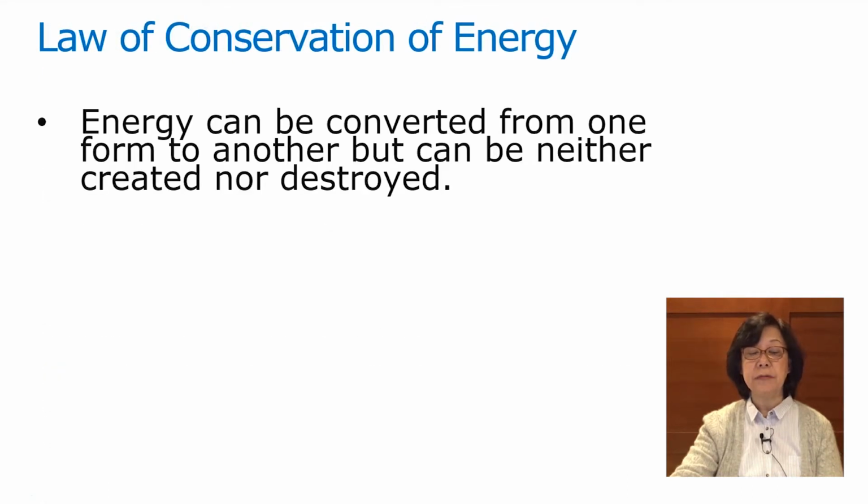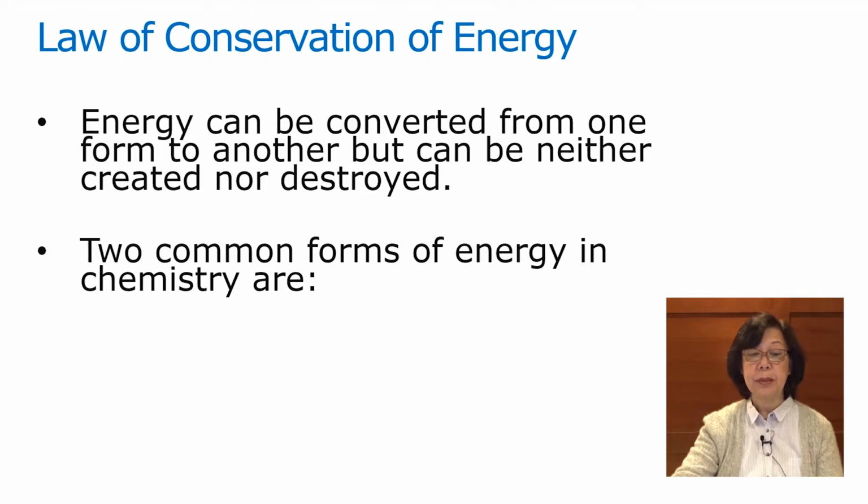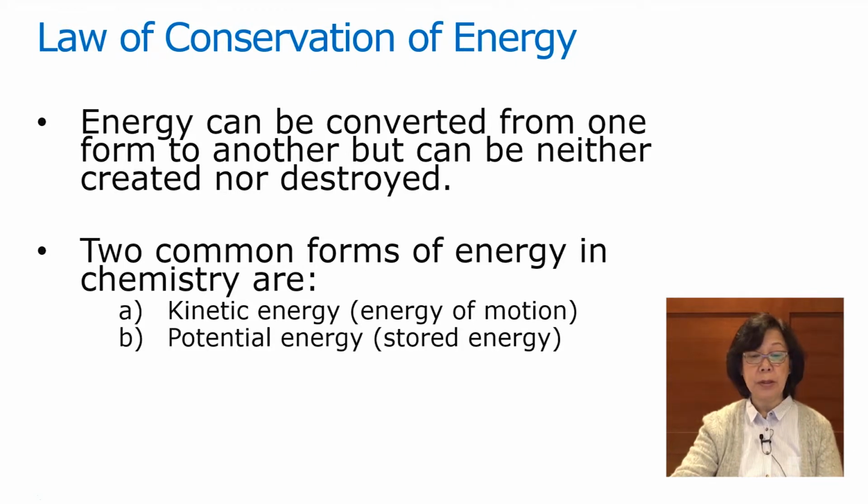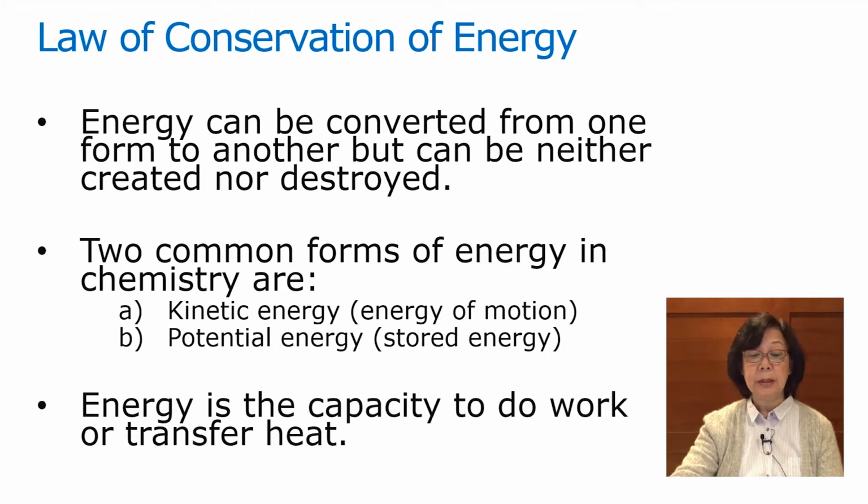The law of conservation of energy states that energy can be converted from one form to another, but can be neither created nor destroyed. There are two common forms of energy in chemistry. They are kinetic energy, which is energy of motion, and potential energy, which is energy stored in chemical bonds. Energy is the capacity to do work or transfer heat.